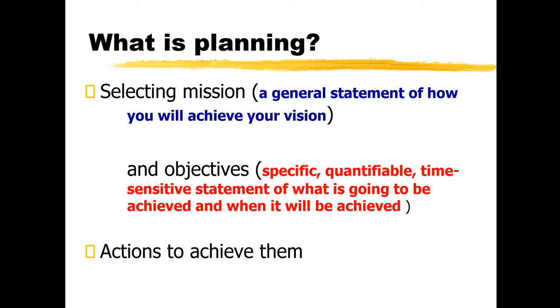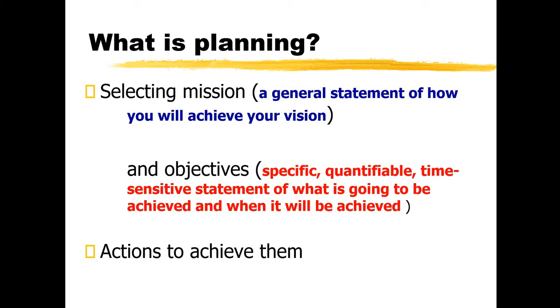So what is planning? Planning is selecting mission and objectives and actions to achieve them. We use two words, a mission and a vision, which I will explain a little later. But for now, please understand that mission is a general statement of how the business will achieve the vision. Or in other words, it tells us about the purpose of existence of that business.